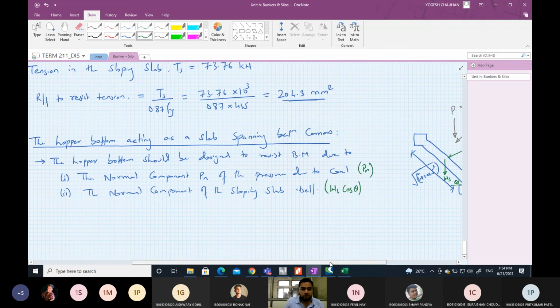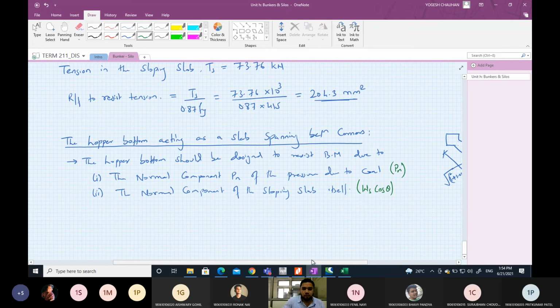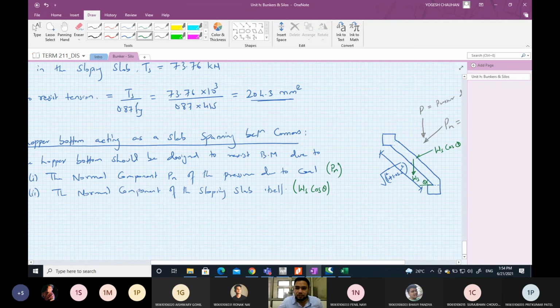So we stop here. In the next class, we'll find the normal component of the pressure due to pull as well as the normal component of the sloping slab. The total moment due to these two normal components will be the moment for which this sloping slab should be designed. So in the next class, we'll find that moment and design this sloping slab.